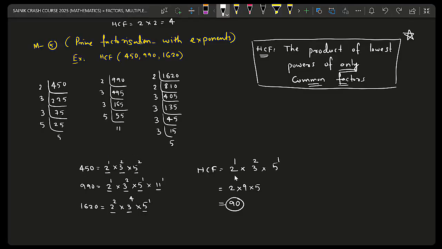Now let us simplify. 2 power 1 means 2. 3 square, what do we mean by 3 square? 3 into 3, 3 multiplied 2 times. 3 threes are 9. 5 power 1 is 5. Just multiply all of them, you get 90. Okay? Okay, sir. Next, if any of the students have doubts, you can raise a hand. Nishil, any doubts? Nishu, any doubts? No, sir.